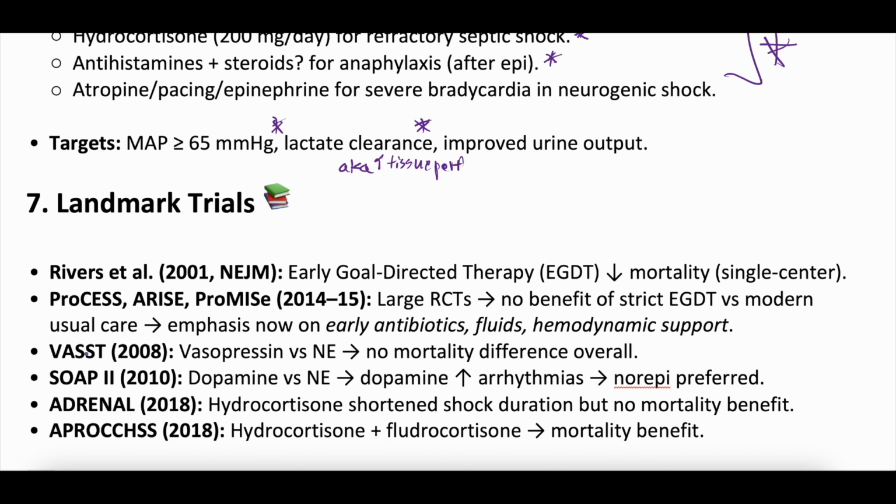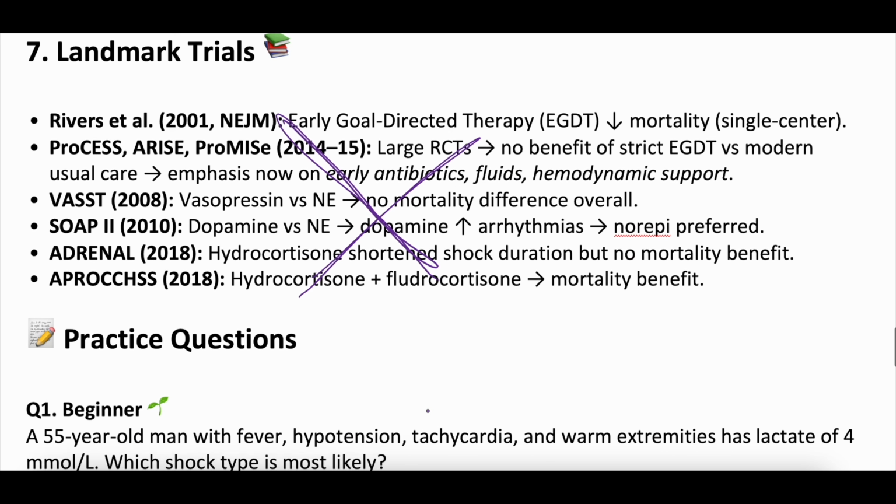There's the VASST trial that looked at vasopressin. There was the SOAP II trial that looked at dopamine versus norepinephrine, and adrenal and approaches, which are stress dose steroids. Again, all these are important, and we'll leave them here for your perusal, but none of them are super relevant for this episode itself. All right, should we get into some practice questions?